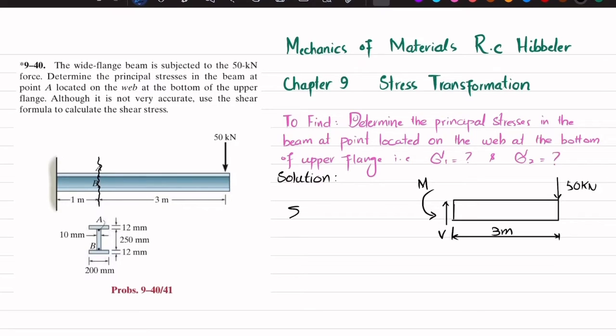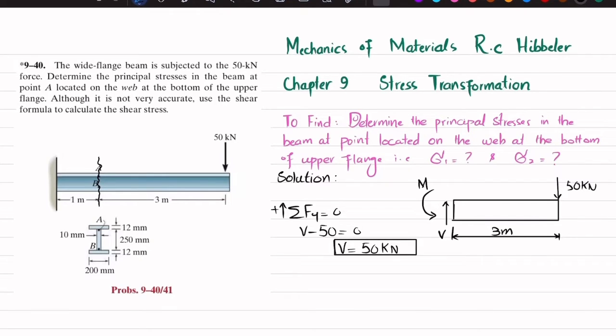So for shear force, we will apply sum of all forces along y direction must be equal to 0, and upward force is taken as positive. So we can see V is acting upward and 50 kilonewton is acting downward. Their sum must be equal to 0. So it means that shear force is equal to 50 kilonewton.